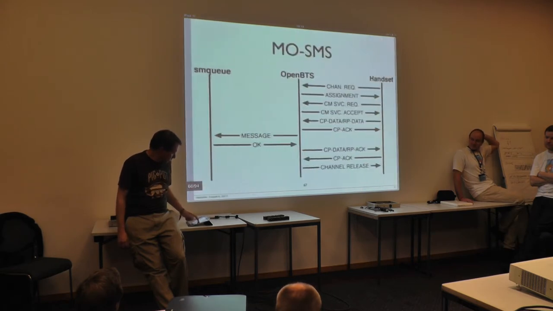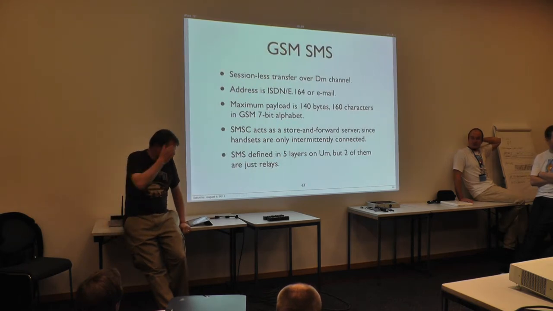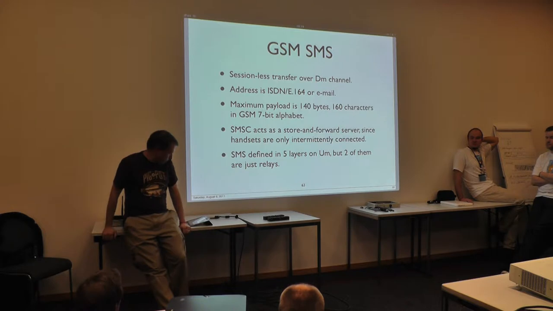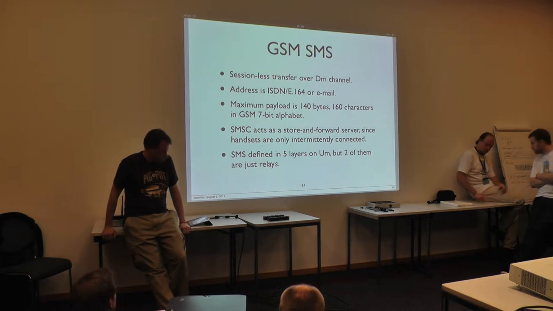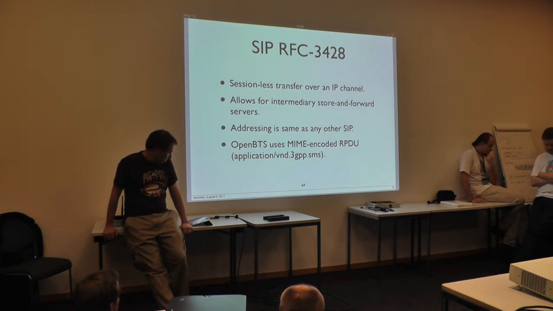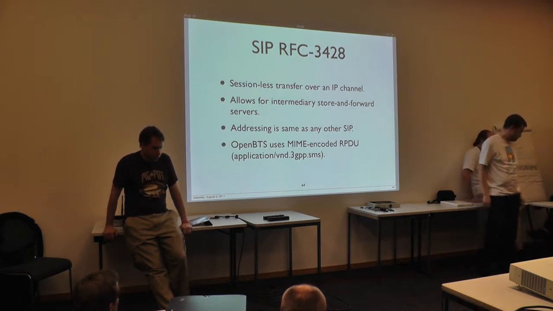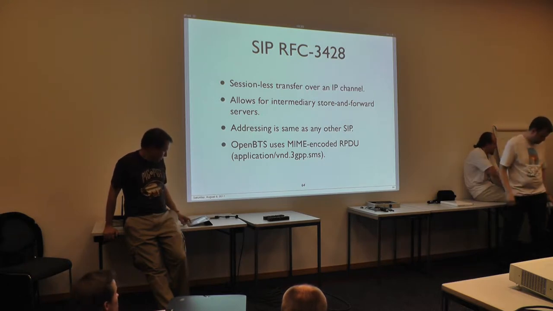I'm sorry. Real quick, text messaging, GSM, SMS. It's text messages transferred over DCCH channels. It's a maximum of 140 bytes because of a bottleneck somewhere in the SS7 network. The SMSC is accessed stored in the forward server. It's kind of like an email server. We do SMS over SIP using something called RFC 3428, simple instant messaging. There's just a SIP method called MESSAGE, and you encode the content of the SMS into that.